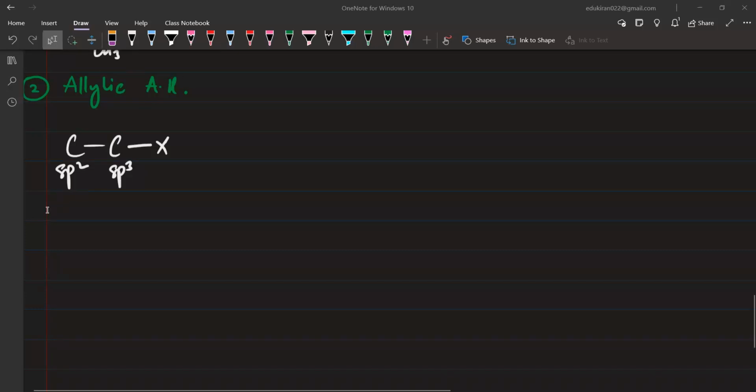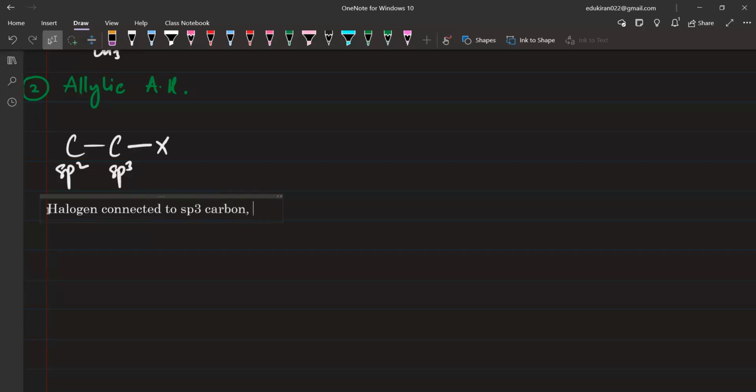ठीक है, क्या बोला हमने? Please write this as halogen atom. Halogen connected to sp3 carbon, which is further connected to sp2 carbon. बात समझ में आई है?